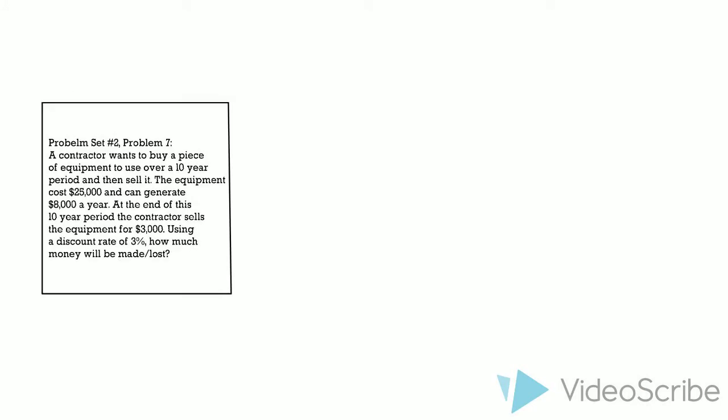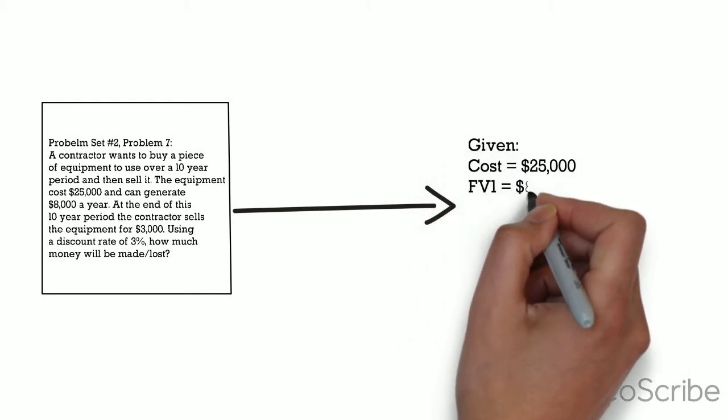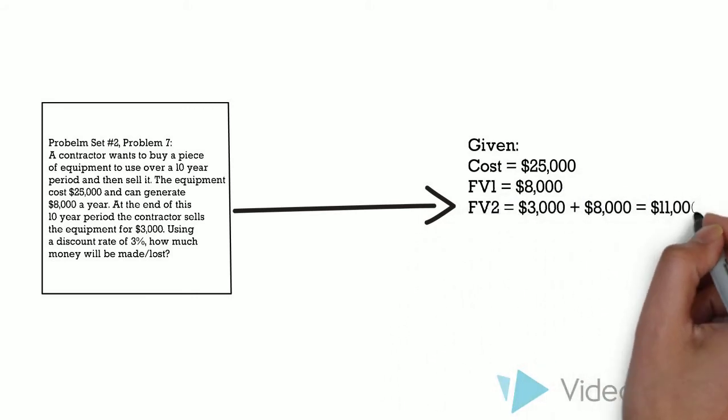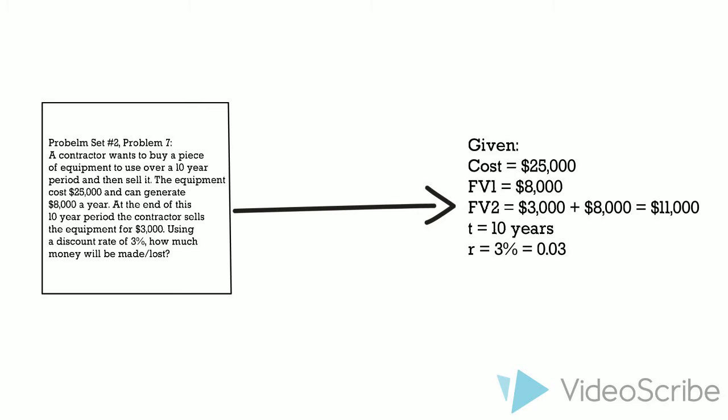So from the problem statement, we have been given a couple of important terms. The initial cost will be $25,000. There will be two future values, which I will call future values 1 and 2, respectively, a time period of 10 years, and a discount rate of 3%. The first future value is going to be the $8,000, which are going to be paid over a constant period of time. A second future value, however, is going to be $11,000, which will be the cumulative sum of the final return on investment in addition to the $3,000 selling price.